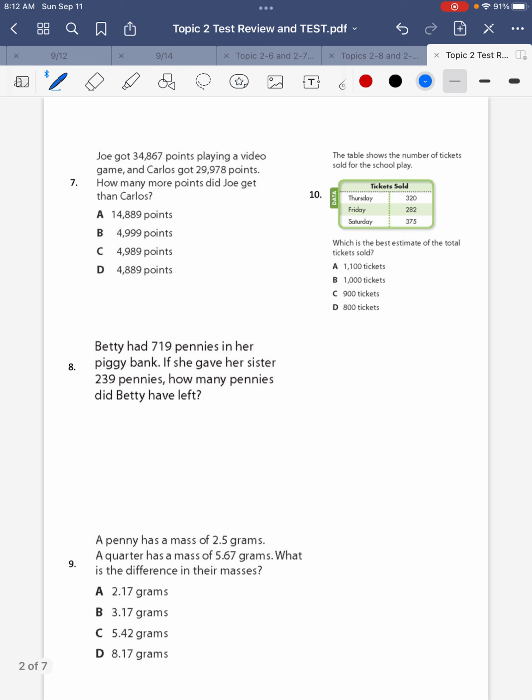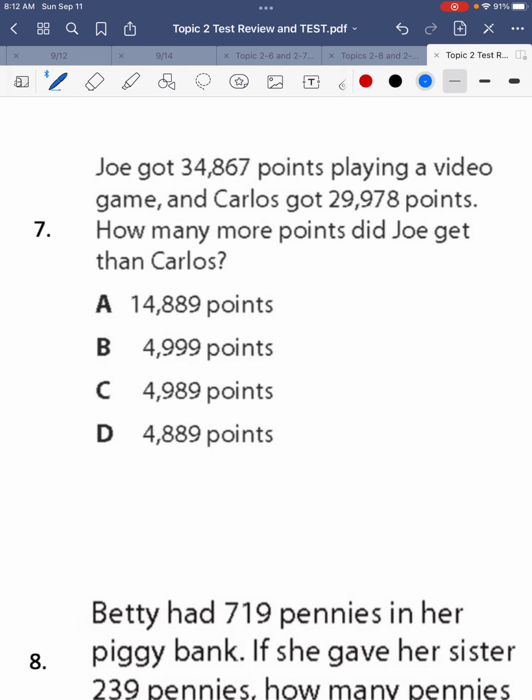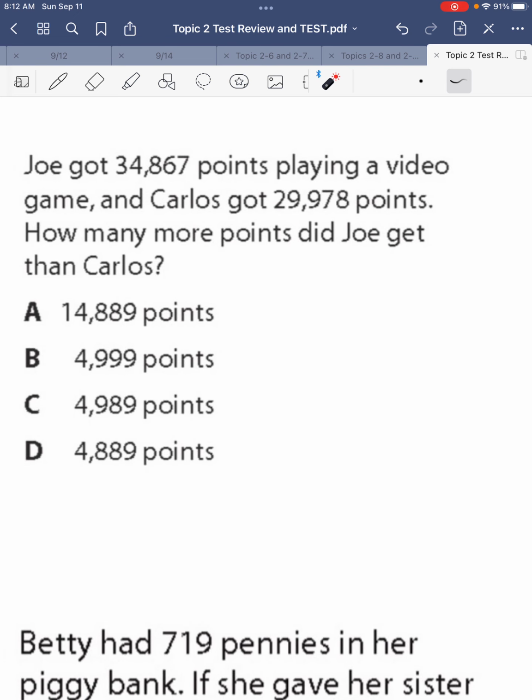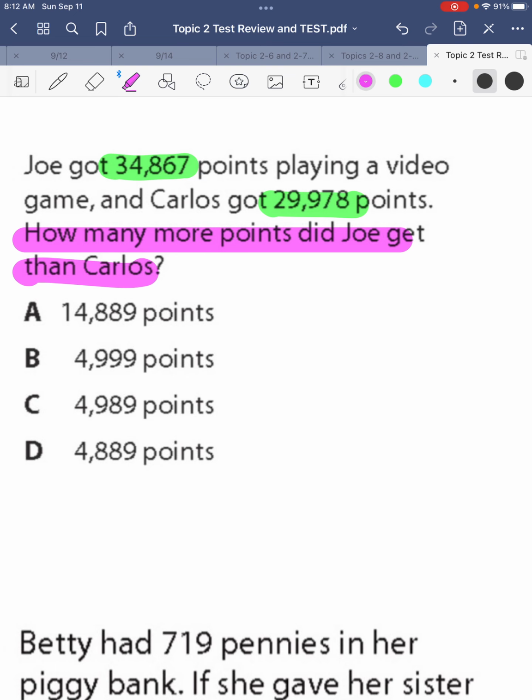Okay, next page, number 7, it says Joe got 34,867 points playing a video game, and Carlos got 29,978 points. How many more points did Joe get than Carlos? So do my cubes again, circle my important numbers, highlight my question. How many points did Joe get than Carlos? My key words, how many more, and then.